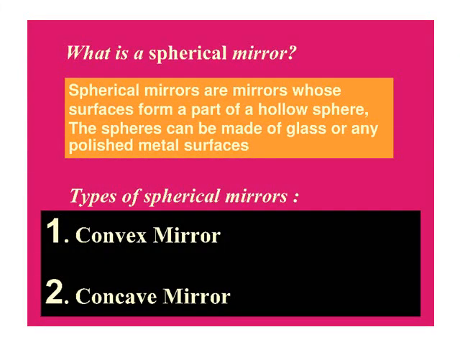So, what is a spherical mirror? Spherical mirrors are mirrors whose surface forms a part of a hollow sphere. The spheres can be made of glass or any polished metal surface. For example, if you take your football, what is the shape of the football? Yes, it is a sphere.